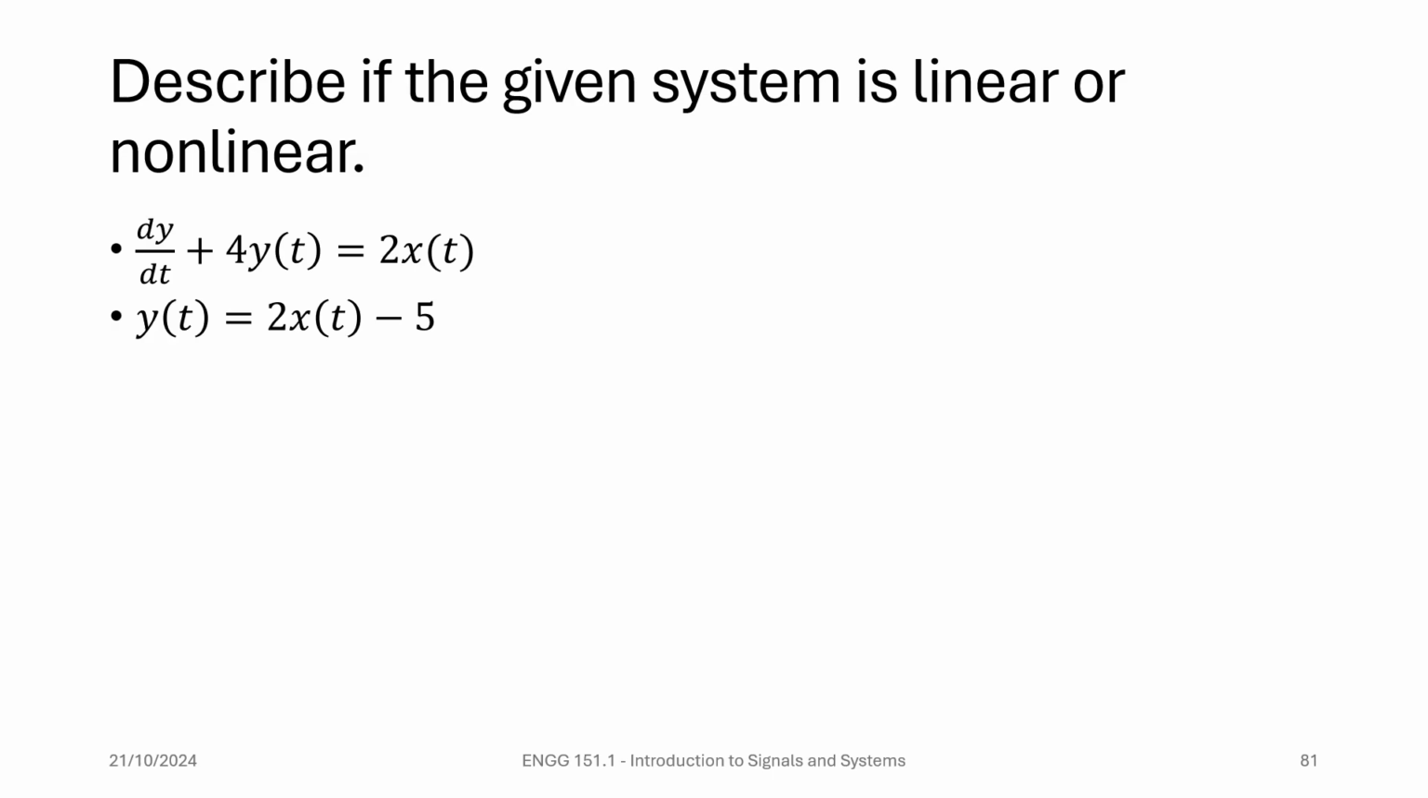Describe if the given system is linear or non-linear. Now let's go to the example. So, gamit tayo nung properties natin. The first thing that we're going to do is we're going to change y.